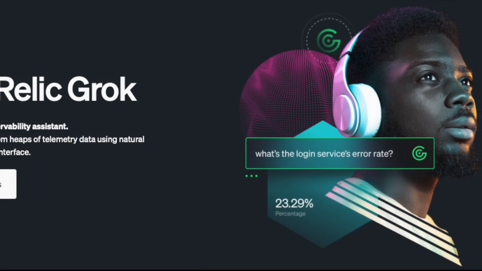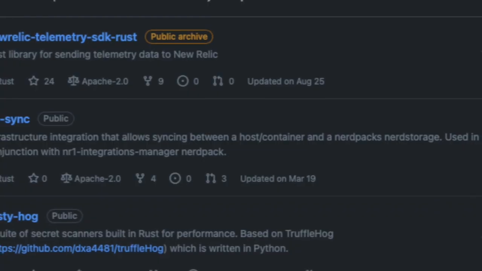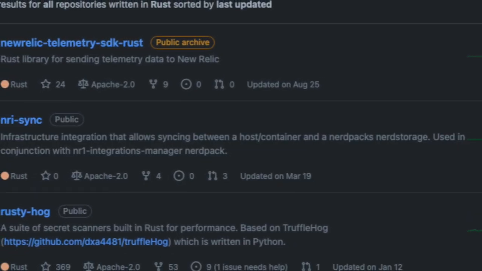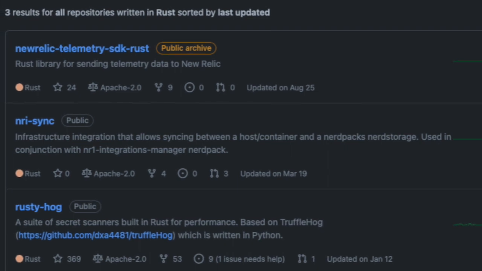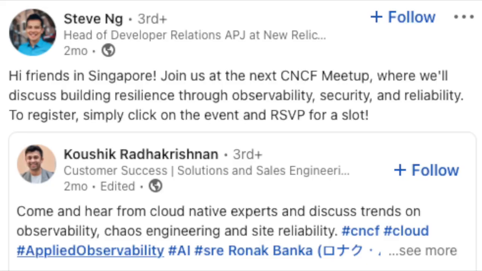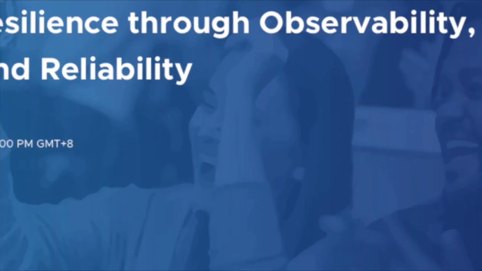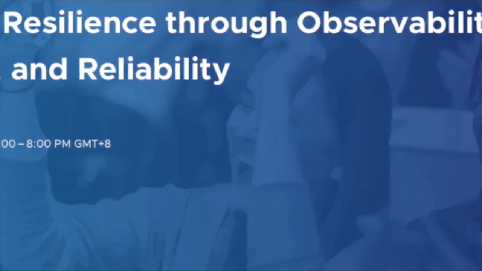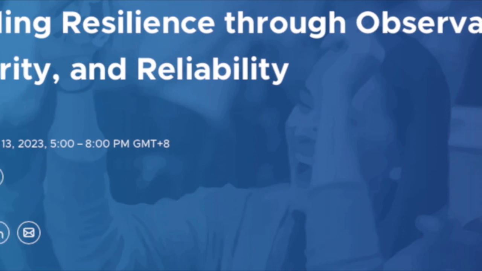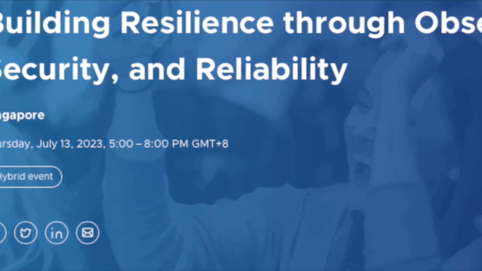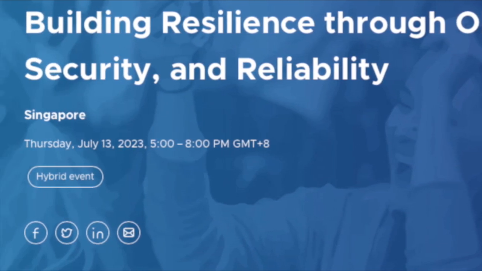The company has written a telemetry SDK in Rust. The company has also used Rust to build several security scanners that are inspired by TruffleHog. Steve Earn also participates actively in the CNCF landscape. His area of expertise includes cloud-native observability. Connect with him to discuss trends on observability, chaos engineering, and site reliability.